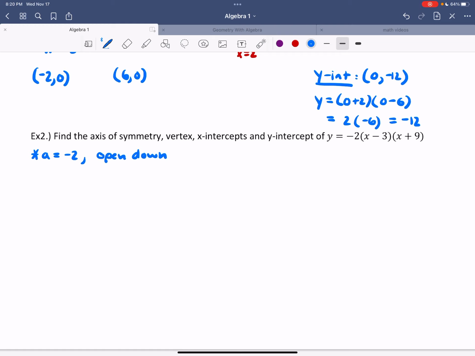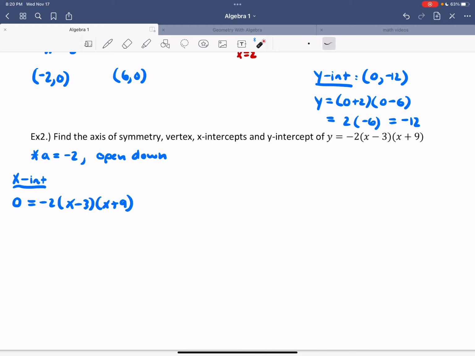Okay? The first thing I'm going to do is find my x-intercepts. So to find your x-intercepts, you set y equal to 0, and then we solve for x. Now, when you have a coefficient in front of the binomials that are already factored, you can divide both sides by negative 2. So if we divide both sides by negative 2, 0 divided by negative 2 is 0. So that leaves me with x minus 3 times x plus 9 left over.